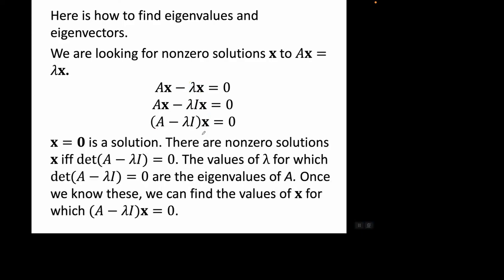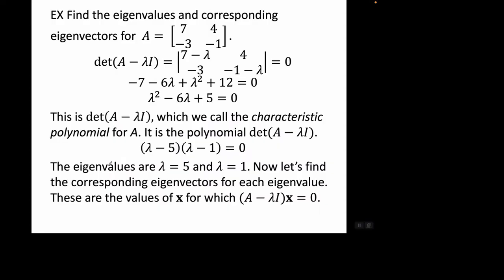We know x equals 0 is a solution. There are non-zero solutions x if and only if the determinant of A minus lambda I equals 0. We've seen this before, that an equation like this has a non-trivial solution x if and only if the determinant of this thing is 0. So that's what we're going to try to do. We're going to try to solve the determinant of A minus lambda I equals 0. The values of lambda for which the determinant of A minus lambda I equals 0 are the eigenvalues of A. Once we know these, we can find the values of x for which (A minus lambda I) x is 0. Those will be the eigenvectors.